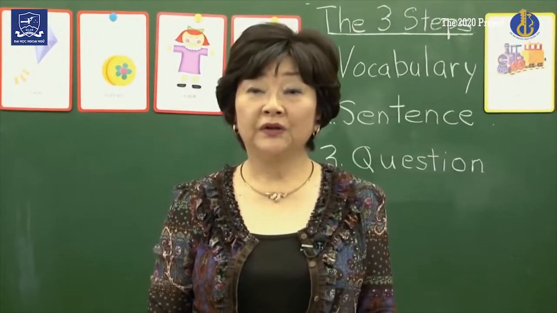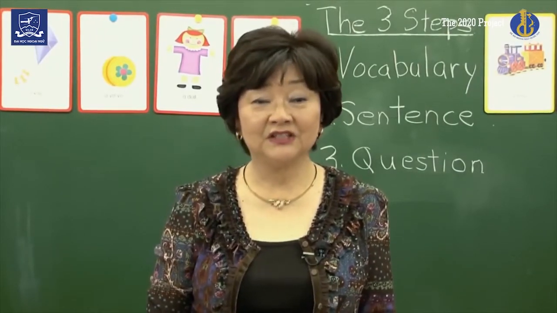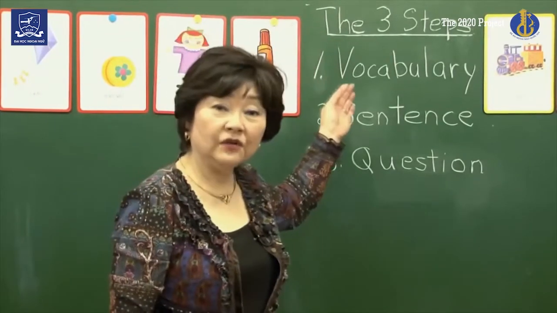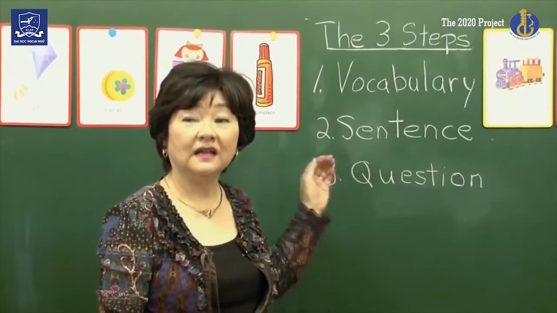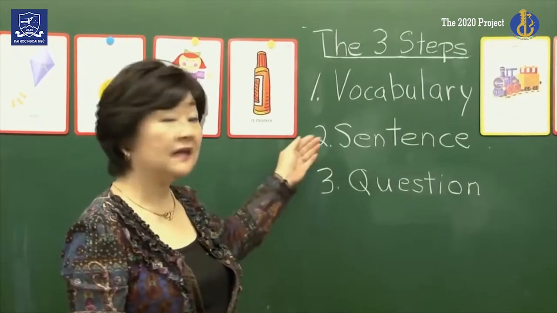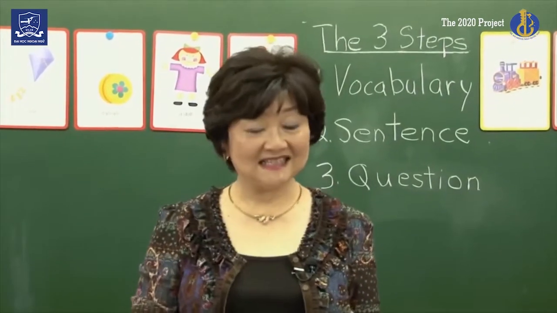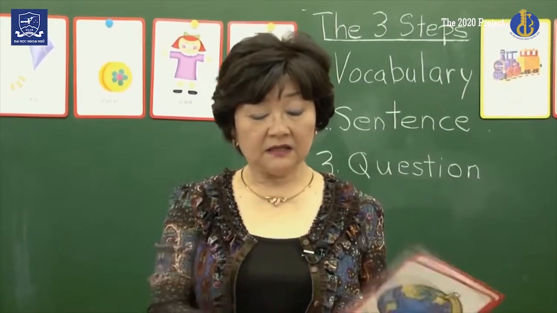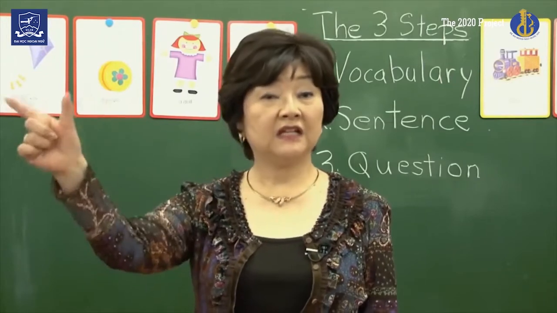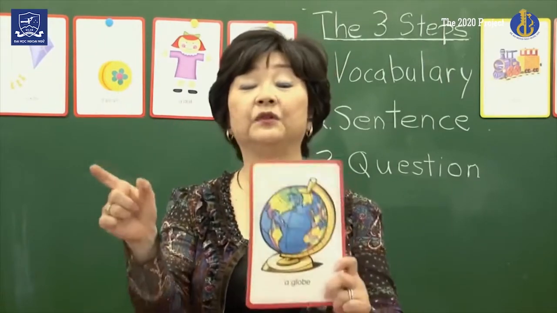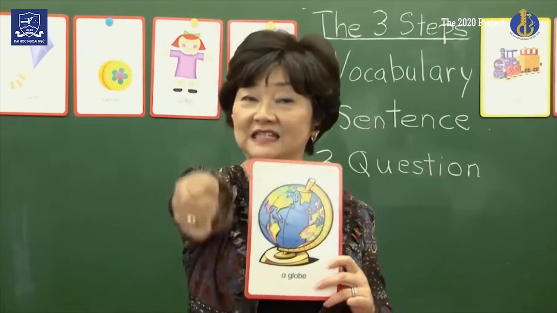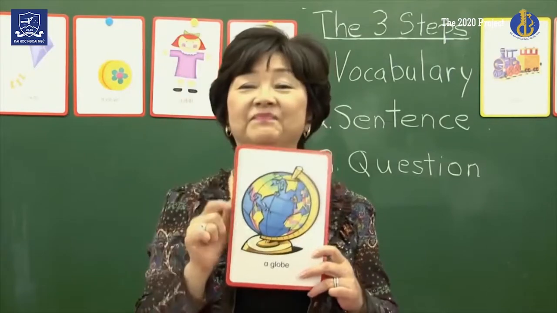All right, now we are going to talk about how to present new language, and we can do it in 3 easy steps with teaching the vocabulary, the sentence pattern, and the question form. The students already know how to say the vocabulary. Now we're going to put it together in a sentence. All right, today's sentence is: it's a. And my gesture for making a sentence is this, and I put it next to the cards here. Now, we do this for the gesture. Can you say, it's a. It's a.